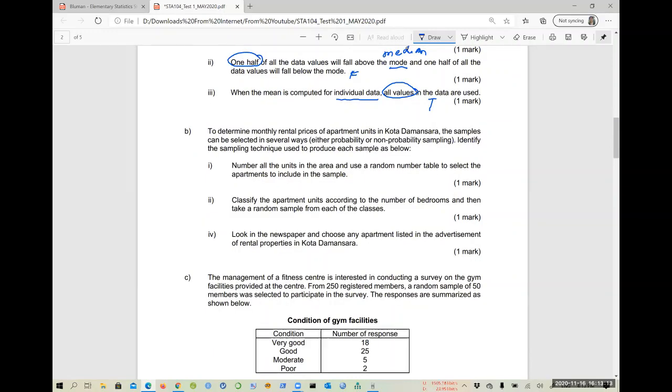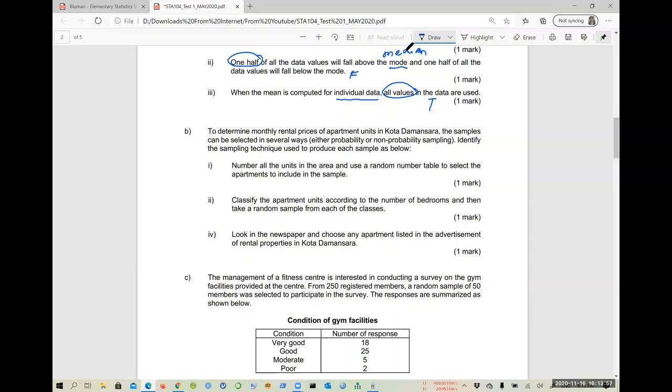For the second part, it asks you to determine the monthly rental prices of apartment units in Kota Damansara. The sample can be selected in several ways, either probability or non-probability sampling. Identify the sampling technique used to produce each sample as below. Let's see one by one. What is the sampling technique used in each statement? The first one states: number all the units in the area and use a random number table to select the apartments to include in the sample.